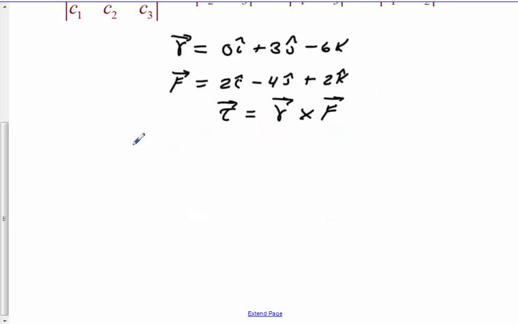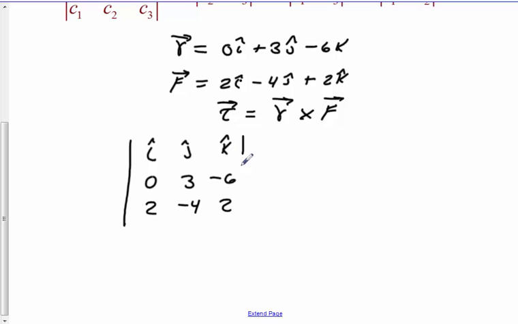To set that up, I would list my i hat first, my j, and my k. Since we're doing R cross product F, I list the coefficients here. I'd have a 0, a 3, and a minus 6. For force, I'd have a 2, a minus 4, and a 2. So I want to do the determinant of that. To start out, I'd bring the i down. Now to do the i, just a good reminder, this is the i value. You're going to multiply this times this.